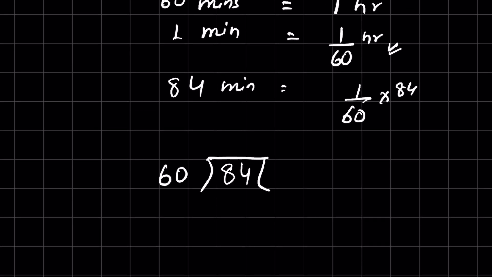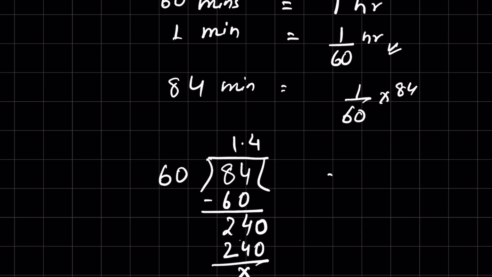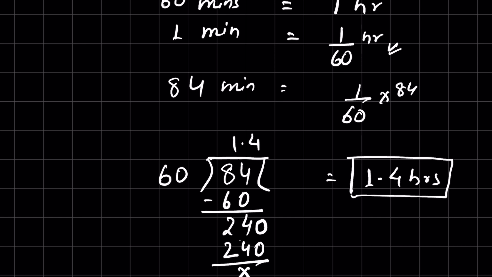Let's divide. 60 times 1 is 60. Subtract. 24 is less than 60, so we write it, put a decimal here and write 10 here. 60 times 4 is 240. Cancel it out. So it is equal to 1.4 hours. So the clock will lose 1.4 hours.